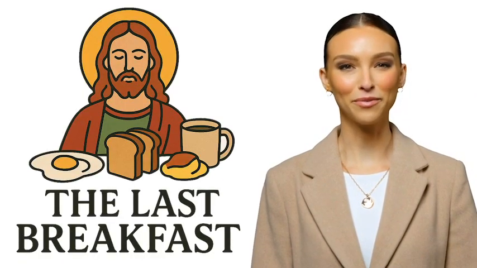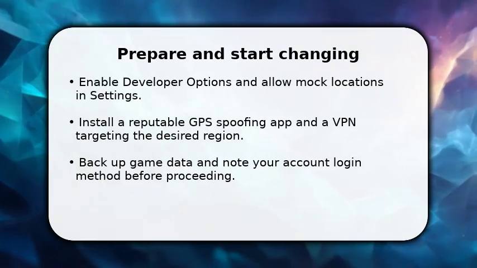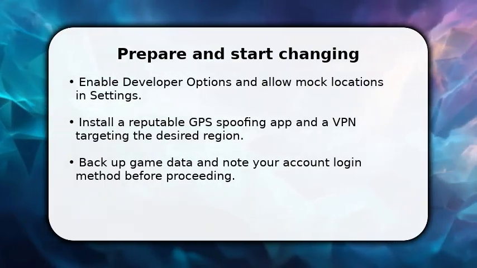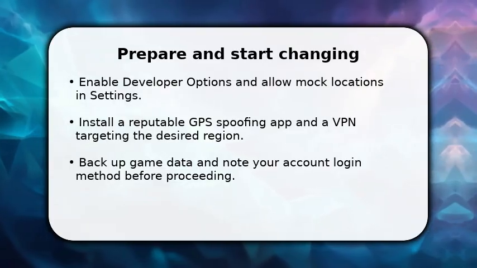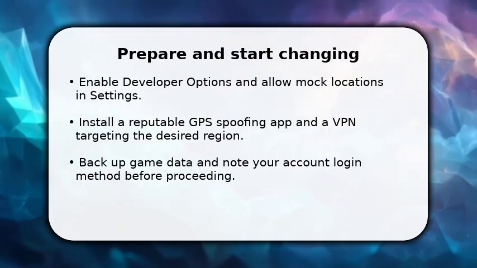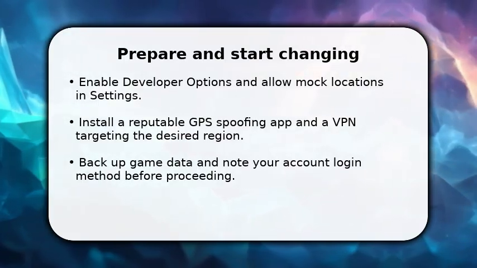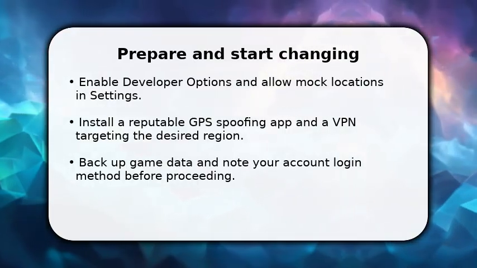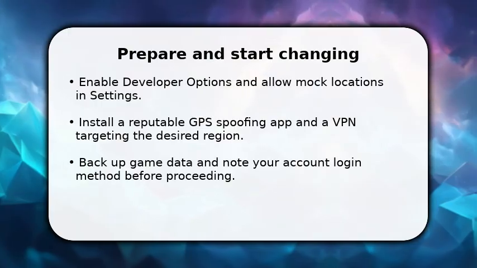Please enjoy the video. You begin by preparing the phone, enable developer options, and select your GPS spoofing app as the mock location provider so the system trusts it. Next, install and configure a VPN to the country or server region you want. This aligns IP with GPS. Once done, sign out of Mobile Legends and back up any local data.